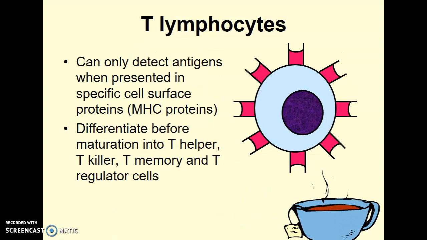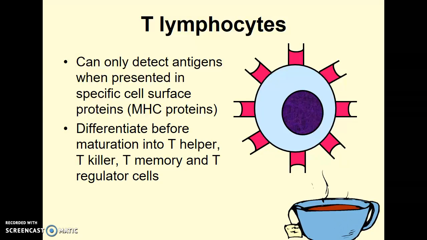Then there are the T lymphocytes, and again you will be delighted to note the cup of tea at the bottom of the page to help you remember. The T lymphocytes can only detect the antigens when they are presented in these cell surface proteins called MHC proteins. That stands for major histocompatibility complex proteins, but that's not going to be something you'll be expected to recall on the exam. Now, T lymphocytes differentiate before they mature, whereas the B cells that we saw differentiated after they were already mature and in contact with the pathogen.